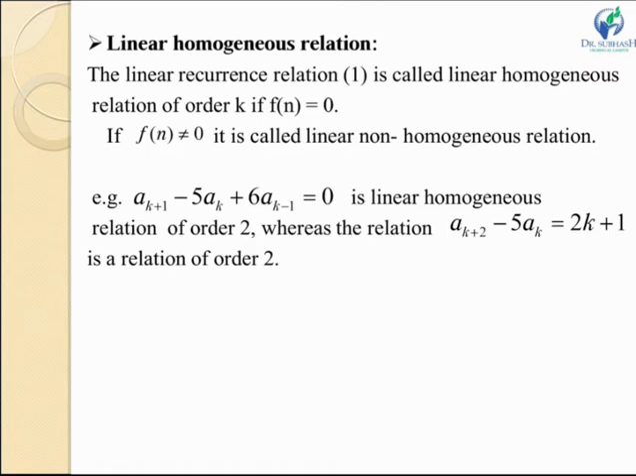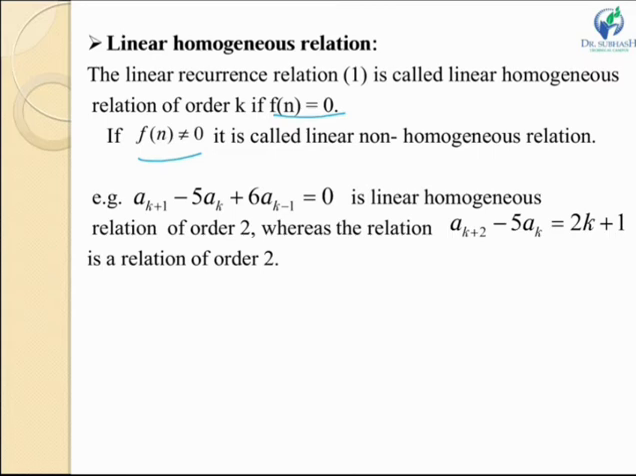The linear recurrence relation 1 is called a linear homogeneous relation of order k if f(n) equals 0. And if f(n) is not equal to 0, it is called a linear non-homogeneous relation. We need to remember only two things: if the function is 0, then it is homogeneous; if f(n) is not equal to 0, then it is non-homogeneous.